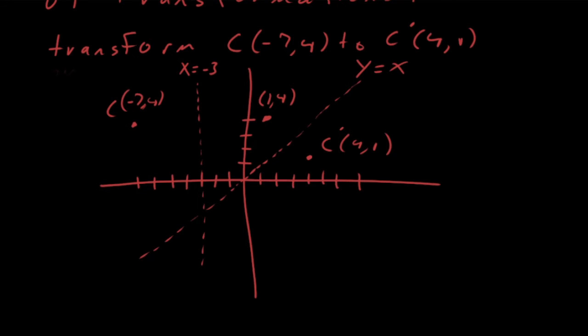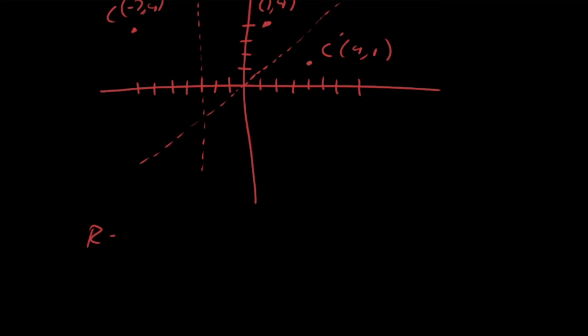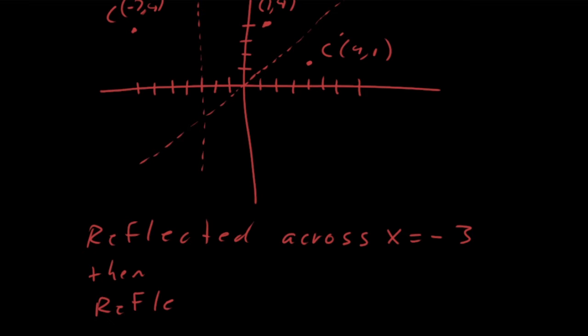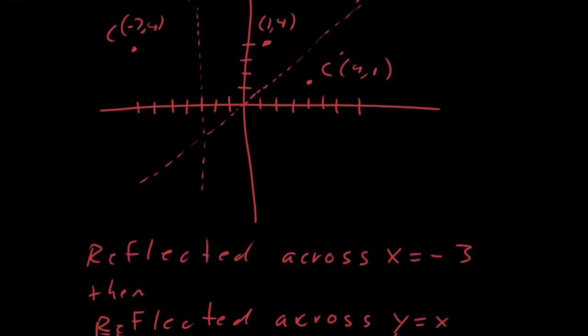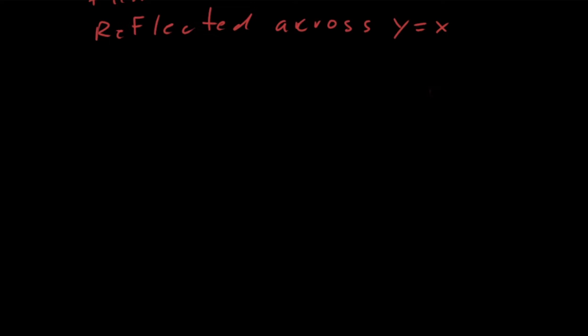So basically what we did was we reflected across x equals negative 3, and then reflected across y equals x. All right, that's exactly what we did. Those were the two transformations we did to get to that C prime.